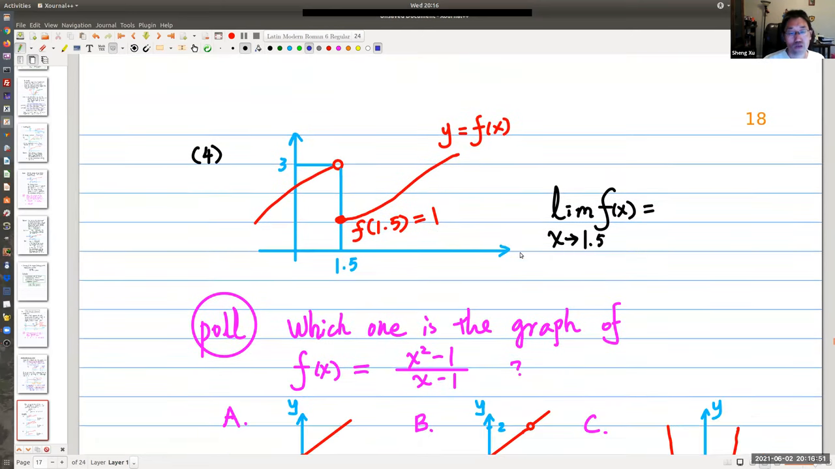Now, how about this case? This function, this is a cliff. So this mountain has a cliff. If you go from the right, it goes like this, then to the left, it goes like this. So f at 1.5 is defined at this location here, equal to 1. If I ask you, what's the limit of f of x as x approaches 1.5? Does not exist. Does not exist, thank you.